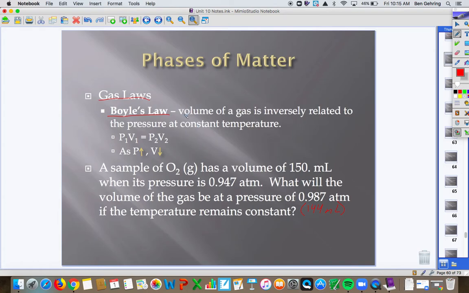Okay, so Boyle's law states that the volume of gas is inversely related to the pressure at a constant temperature, which means that as pressure goes up, volume goes down.